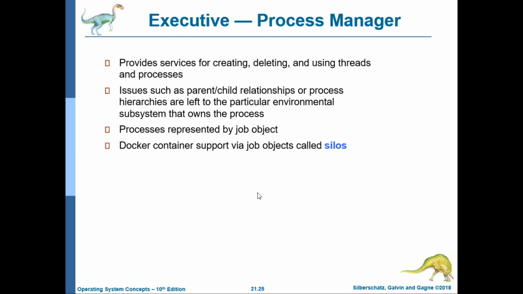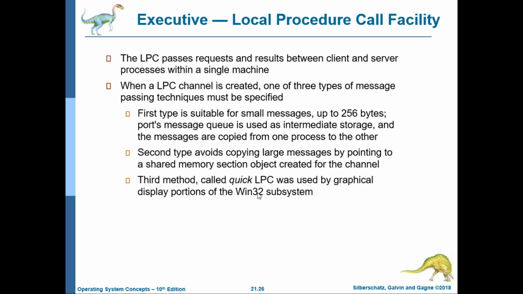Okay, next is we have under executive again, we have the process manager. So, it provides services for creating, deleting, and using threads and processes. Issues such as parent or child relationships or process hierarchies are left to the particular environmental subsystem that owns the process. And then processes are represented by job objects. And then the Docker container support via job object. So, these job objects are called silos.